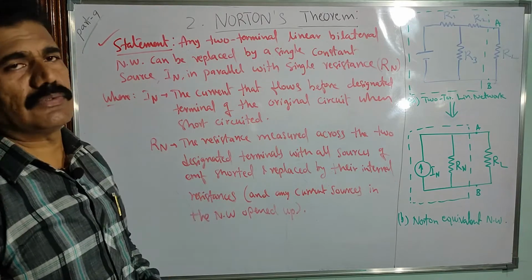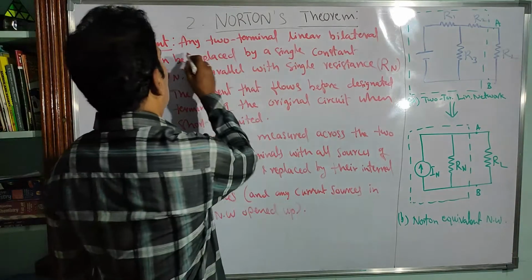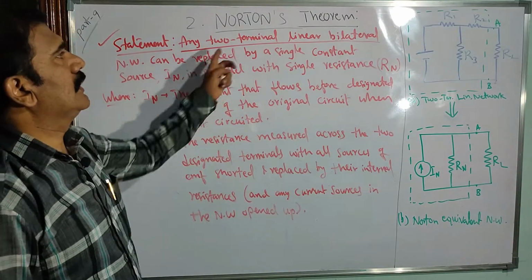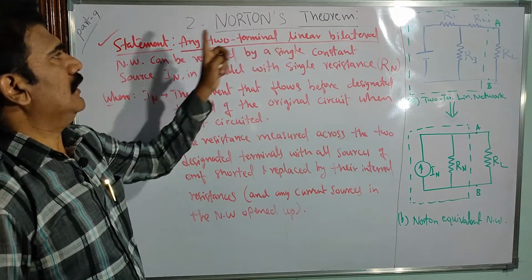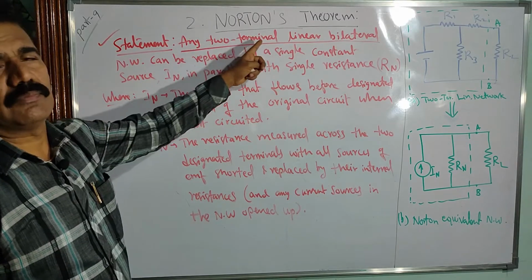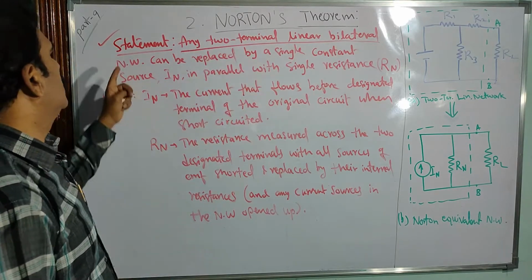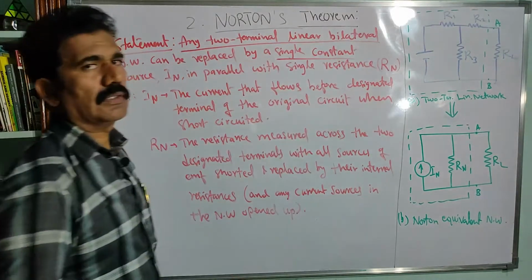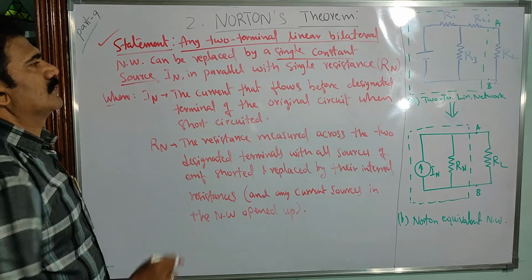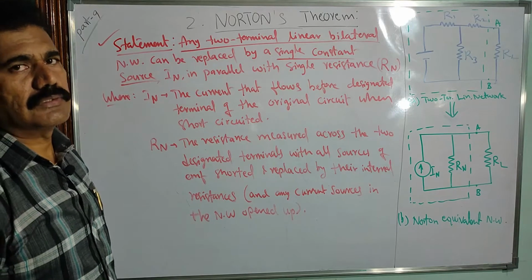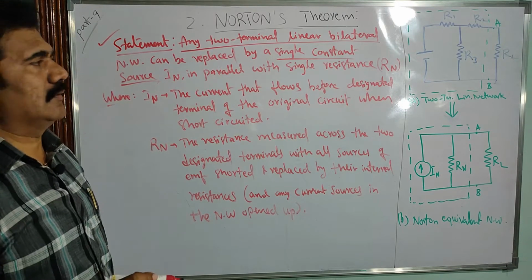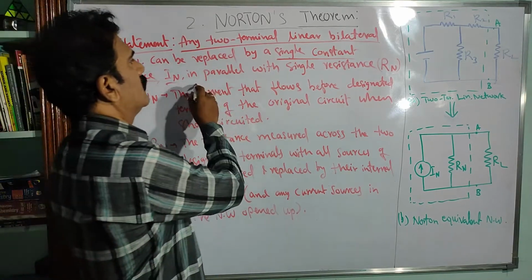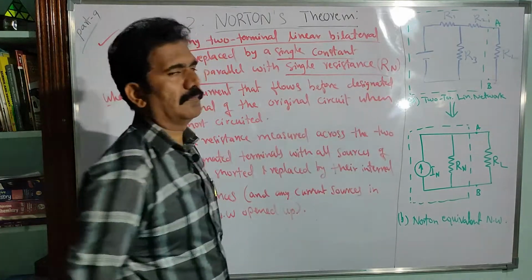The statement says: any two terminal linear bilateral network. You can consider any complicated network as a linear bilateral network, with a minimum of two terminals. It can be replaced by a single constant source. What is that constant source called? It is a current source again: a single constant current source IN in parallel with a single resistance RN.